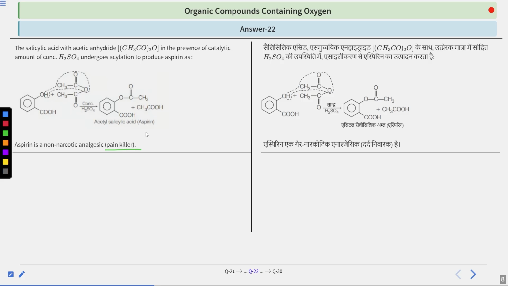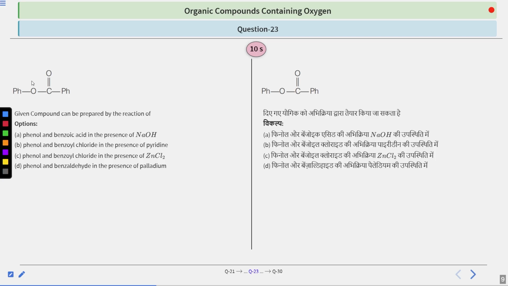Let's move on to our next question. Given compound can be prepared by the reaction of... So let's suppose this compound, you have to find out the formation of this. How can you prepare that? This is our question. Options are: phenol and benzoic acid in the presence of NaOH; phenol and benzoyl chloride in the presence of pyridine; phenol and benzoyl chloride in the presence of zinc chloride; or phenol and benzaldehyde in the presence of palladium. You have some time to think about this question. After that, we will see the answer.